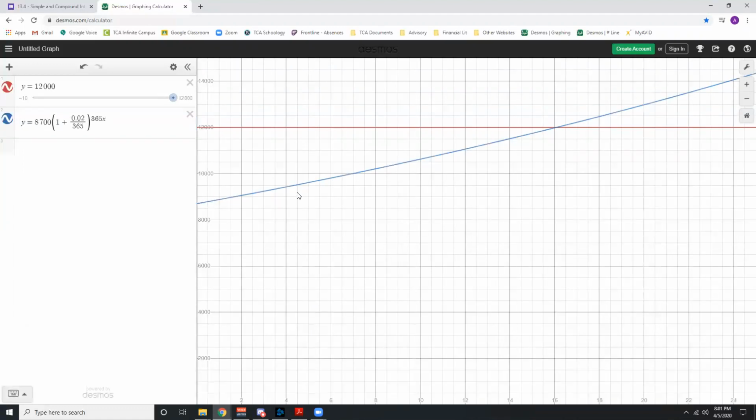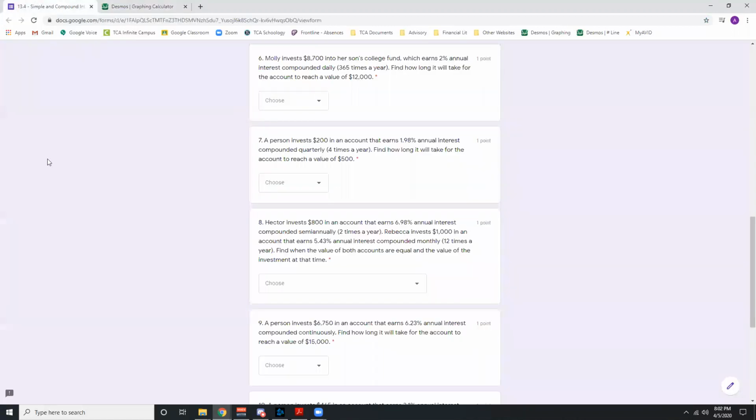All right, so now I just have to find when these two things intersect. And it says here that this is after 16.08, so we'll call it 16.1 years, that account will reach a value of $12,000. So now going back to my problem, I have to choose an answer: after 16.08 years, it will reach that $12,000.